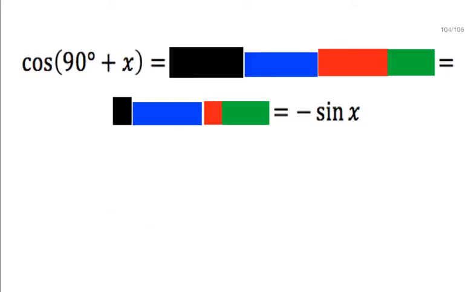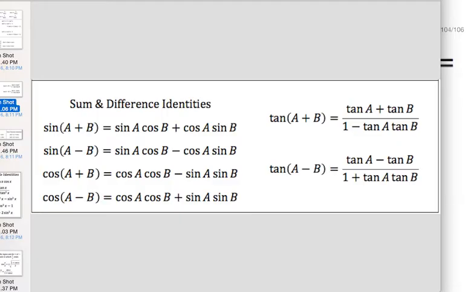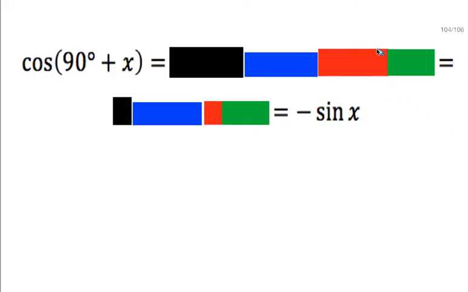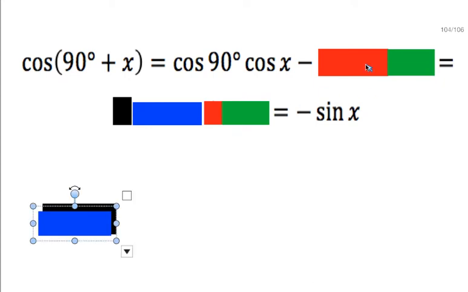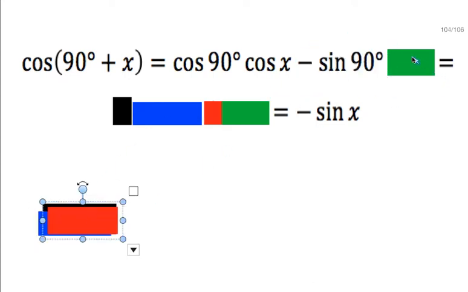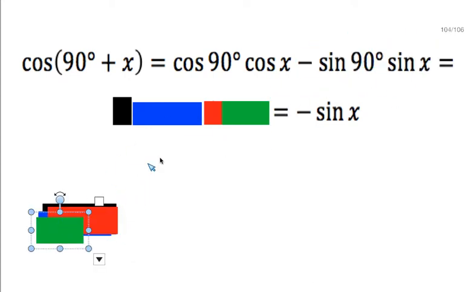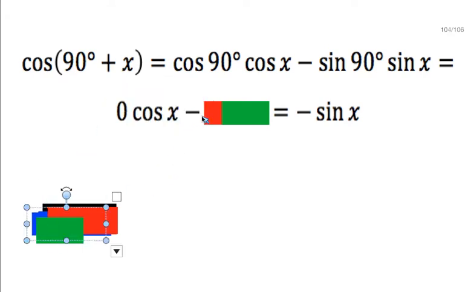Here's another example that you might see. This time you have cosine of 90 degrees plus x. So we have the cosine term here, and we want to expand it out. So we are going to go cosine of 90 degrees times cosine of x minus sine of 90 degrees times sine of x. Okay, then to simplify it, look on your trig table. Cosine of 90 degrees is 0, I believe. Yep. And then cosine x is just going to stay cosine x.